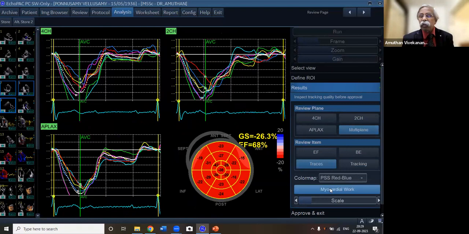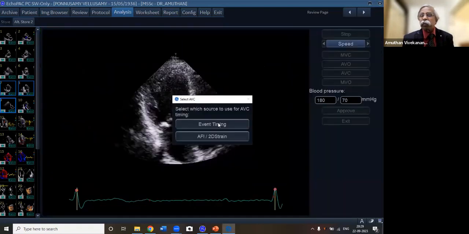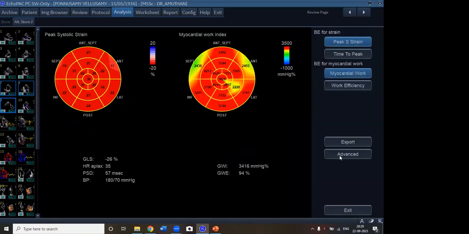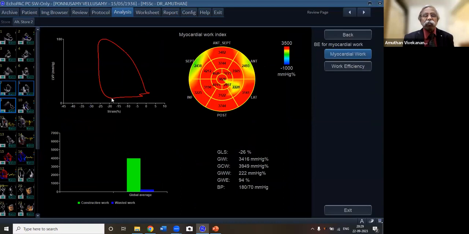And you can go for myocardial work from here. And you see that, this is the pressure strain loop. This is the left ventricular pressure, which is derived from the blood pressure recorded outside. And this is the strain map. So you see that from the zero, this is the contraction, and this is the maximal contraction phase. Then end of contraction, isovolumetric relaxation phase, maximal filling phase. And you have the work index also. So this is such an easy affair.